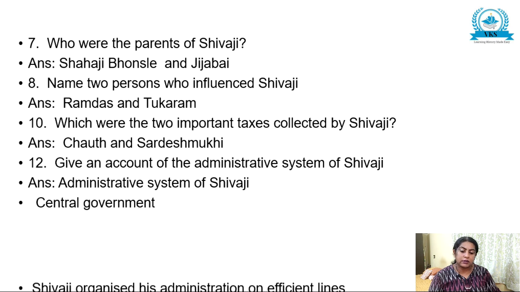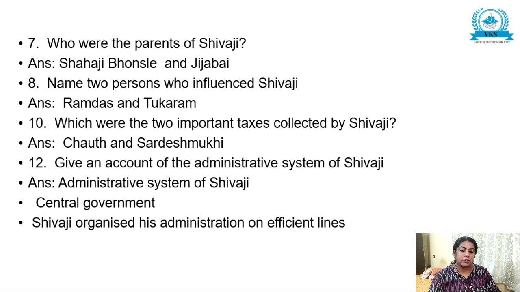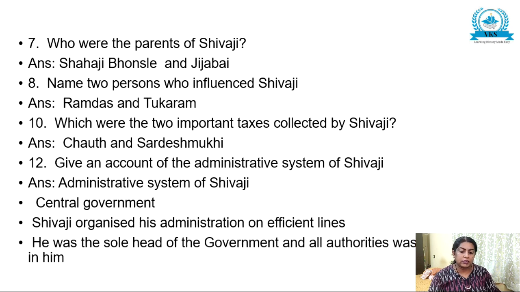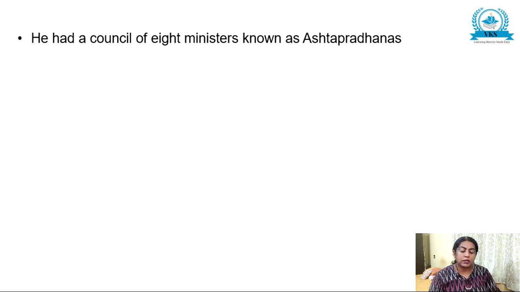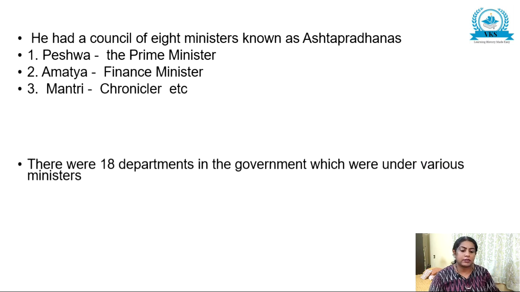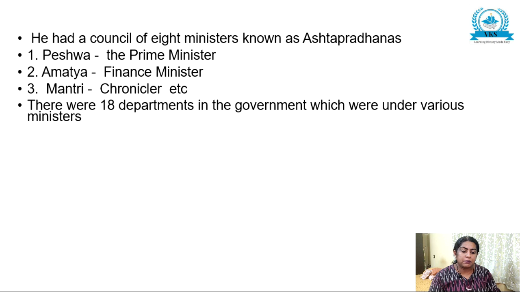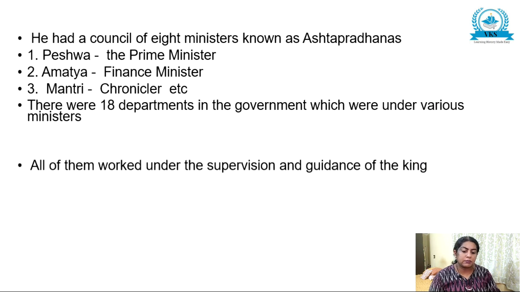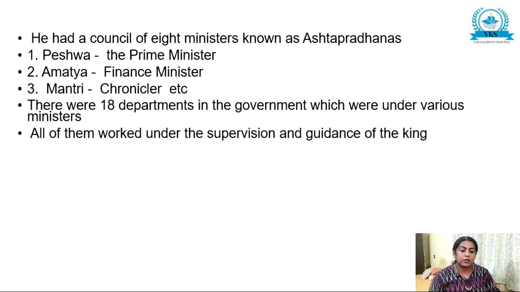Administrative system, central government. Shivaji organized his administration on efficient lines. He was the sole head of the government and all authority was concentrated in him. He had a council of 8 ministers known as Ashtapradhanas. Example, Peshwa Prime Minister, Amatya Finance Minister, Mantri Chronicler, etc. There were 18 departments in the government which were under various ministers, and all of them worked under the supervision and guidance of the king.